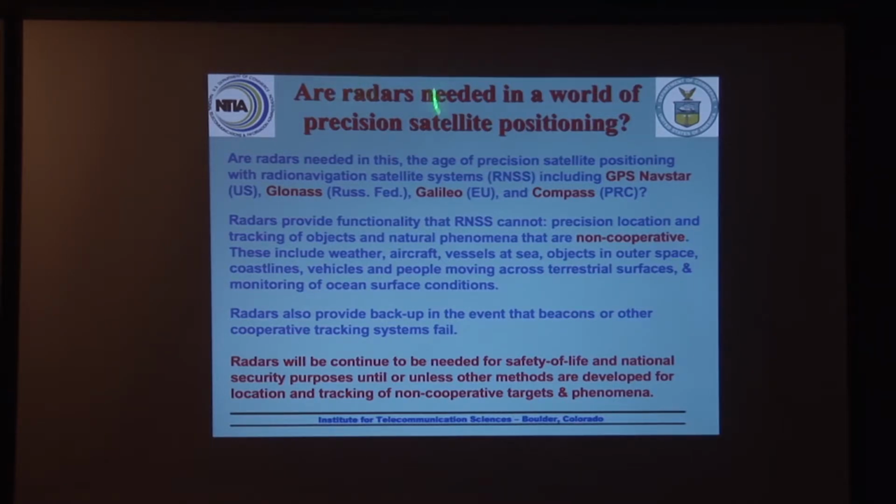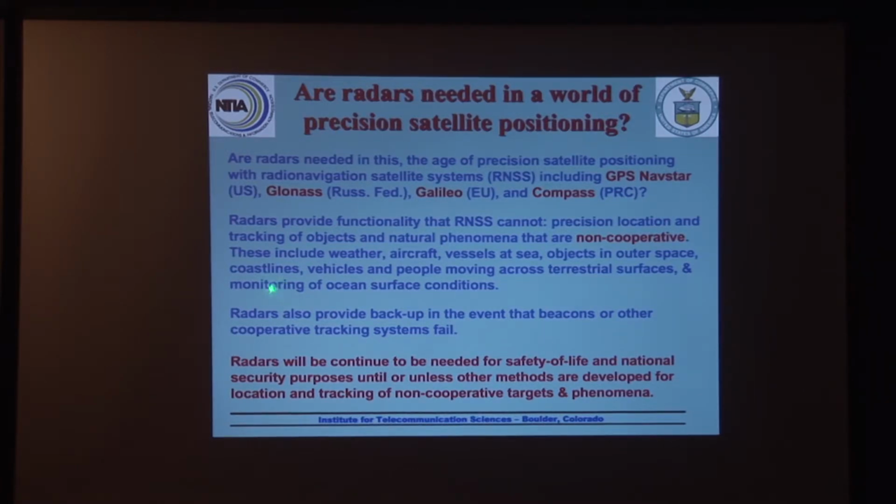Now, a question that comes up both in the United States and also in the ITU-R is, are radars still needed in a world of precision satellite positioning? We now have 4 systems that are either online or coming online: GPS, GLONASS, Galileo, Compass. The question is asked, so if you've got all these positioning systems, why do you need radars? Well, the reason is basically that radars can track natural phenomena, and they can track discrete targets like aircraft and ships, which are non-cooperative, which are not themselves beacon equipped, which are not trying to be seen or found.